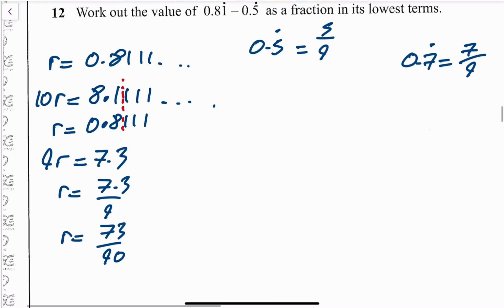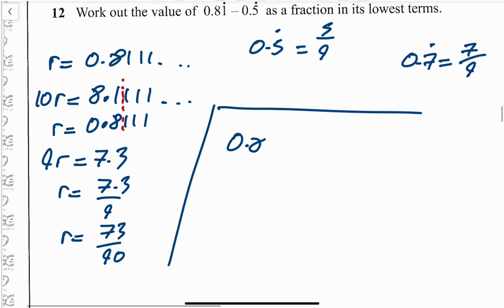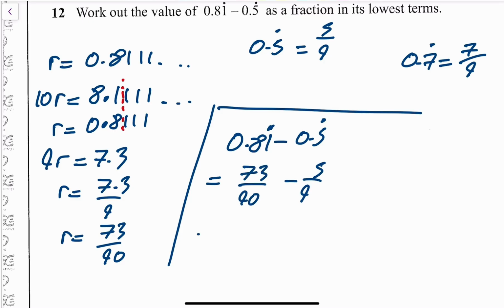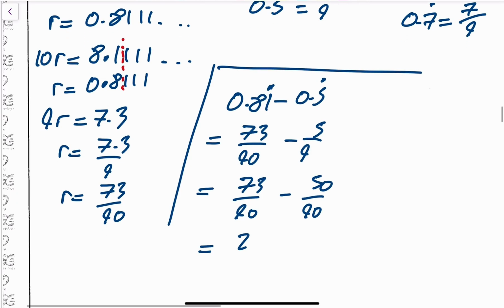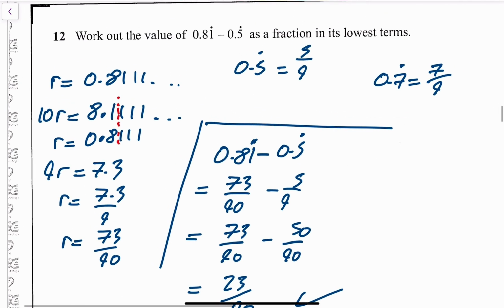So what we want to look at then, it was 0.81 with the 1 recurring minus 0.5 recurring. That's the same as 73 over 90 minus 5 over 9. And then that's the same as 73 over 90 minus 50 over 90. We've got a common denominator. We're good to go. That's 23 over 90, and that's as nice as we can do it. Tough enough wee question. That's a way they've done. They've made a very easy topic quite difficult.